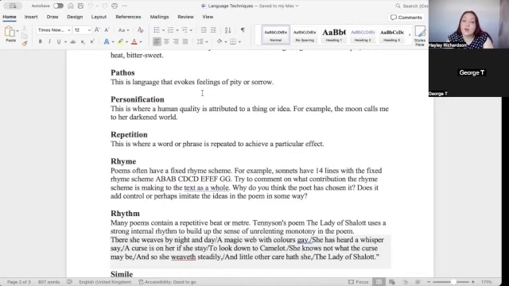Personification, this is where a human quality is attributed to a thing or idea. For example, the moon calls me to her darkened world. Repetition, this is where a word or phrase is repeated to achieve a particular effect.